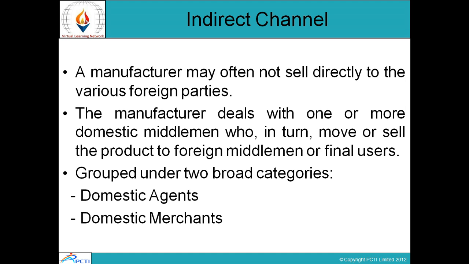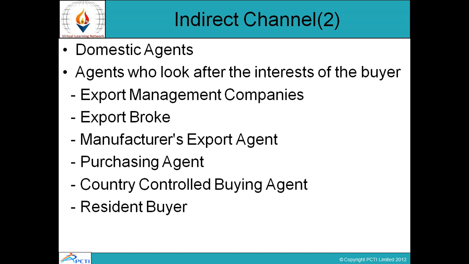So they are grouped under two broad categories. First is domestic agents and another is domestic merchants. When we talk about domestic agents, they are classified basically according to the principal whom they represent. Some agent intermediaries represent buyers, others represent the interest of the manufacturers. But it should also be noted that those who work for the manufacturer include export brokers and also manufacturer export agents.